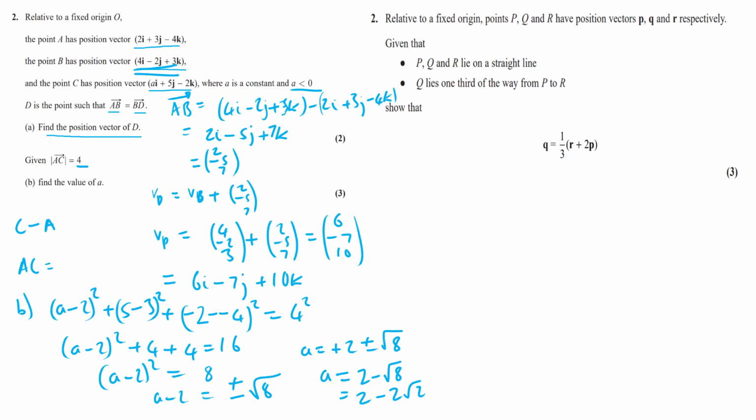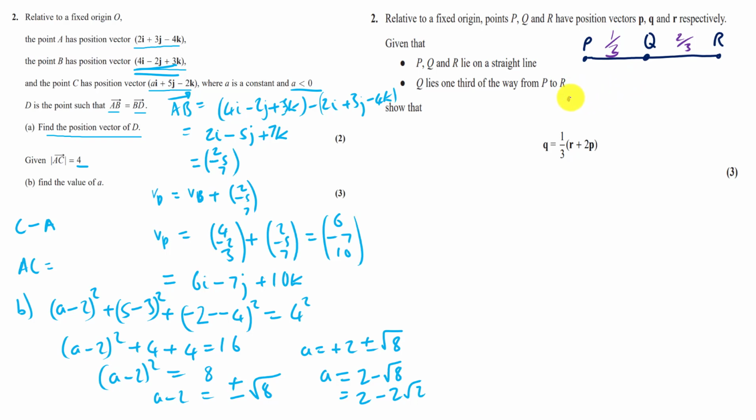Okay, let's look at this question, which we will improve at when we do vectors. Now P, Q and R lie on a straight line, that gives us our straight line. Q lies 1/3 of the way from P to R, that gives us this. So this is 1/3, this is 2/3.